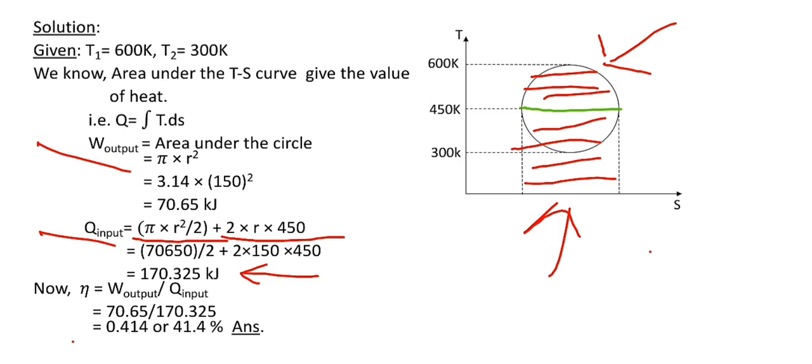To know the value of efficiency, just put these in the formula of efficiency, which is equal to work output divided by heat input, and we get the efficiency equal to 0.414 or 41.4%, which is our final answer.